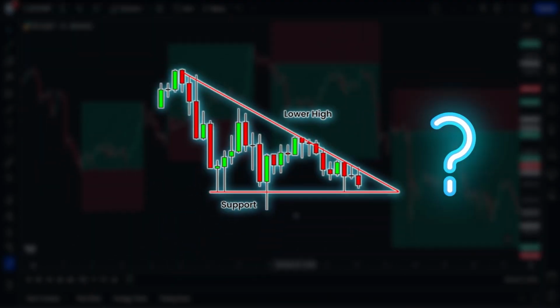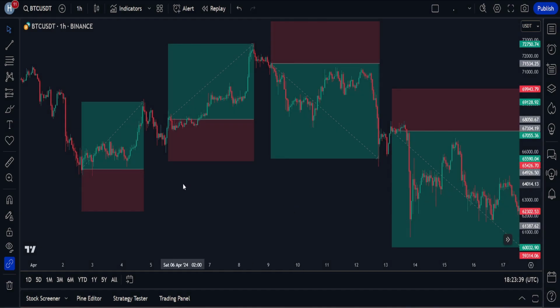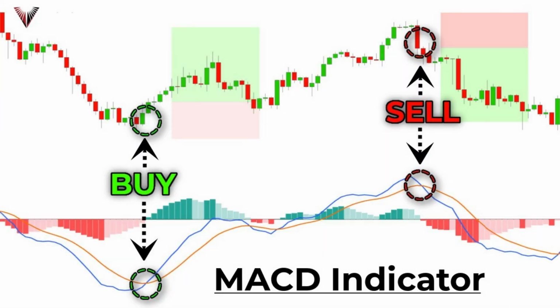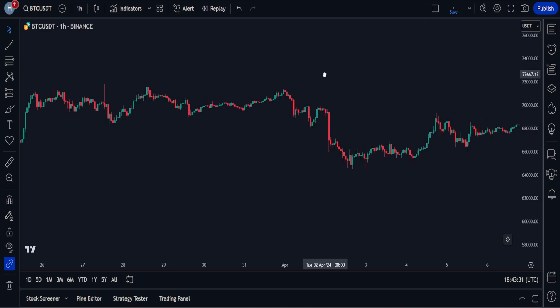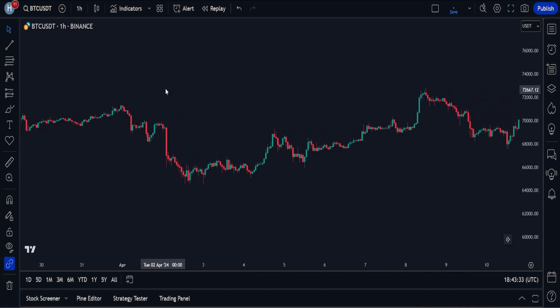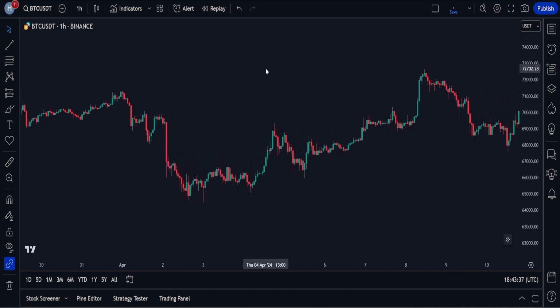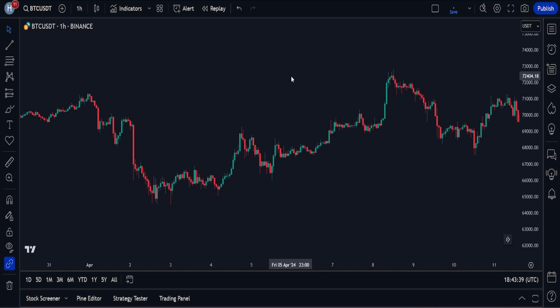Because of a triangle pattern. Or why does it move downwards? Because the MACD indicator gave a sell signal. Actually, these patterns, indicators, and other tools in technical analysis only tell us what already happened in the market. They don't directly cause any price movements.